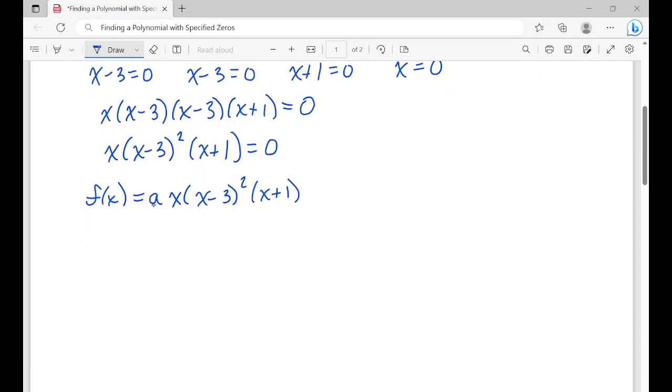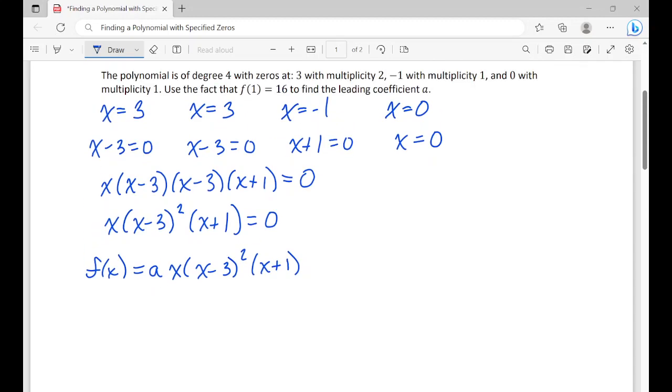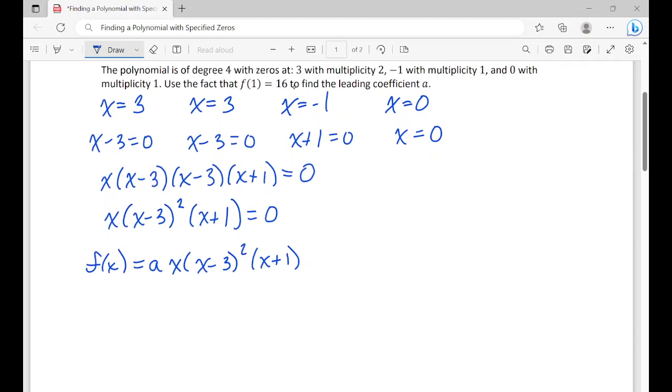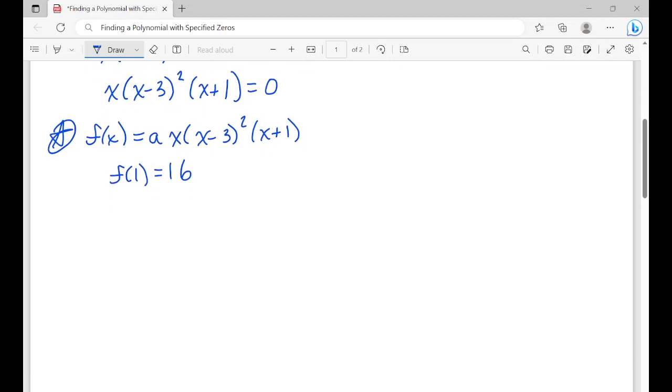Now this is correct, but I need to know what a is, and I can figure out a by the fact that I know that f of 1 equals 16. So I'm going to star this for later so I can come back to it. And I'm going to use the fact that f of 1 equals 16 to find a. So f of x is just going to be 16 equals a, and then I'll replace all the x's with 1. So 1 times 1 minus 3 squared, 1 plus 1. And so just work it out and solve for a.